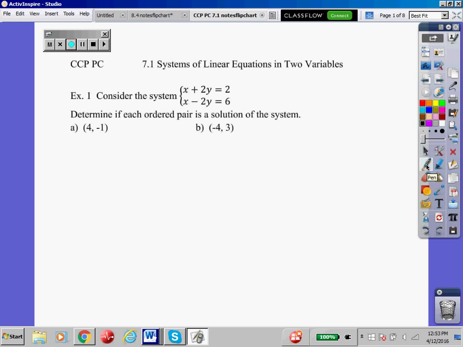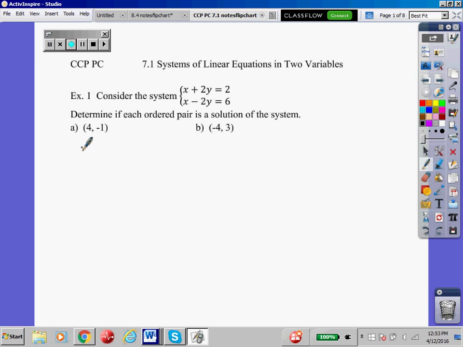Okay, so in this section, this should be review from Algebra 1 and Algebra 2. So 7-1 will be a very pleasant one, except the word problems. We may not like those. I don't like those. In example 1, it says, consider the system x plus 2y equals 2, x minus 2y equals 6. Determine if each ordered pair is a solution.